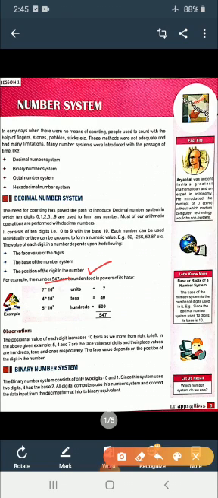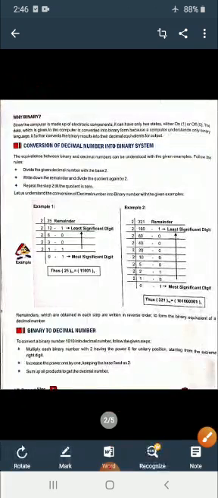Next is the binary number system. It consists of only two digits, 0 and 1, so it has base 2. All digital computers use this number system and convert given data input from decimal format to its binary equivalent. A computer understands only binary language. It can have only two states, either on or off. On represents 1, whereas off represents 0.